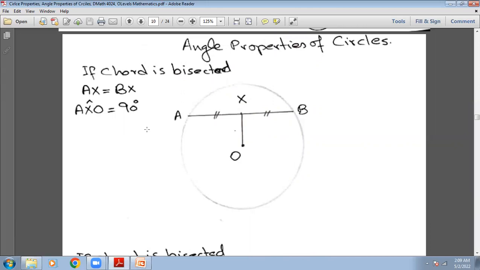Okay, now the same property in reverse: if a line segment coming from the center bisects the chord, then the angle between the chord and that line segment will be 90 degrees. If the chord is bisected, for example, this is the chord AB, and it is bisected, meaning AX and BX are equal, and this has been done by this line coming from the center, then the angle between the chord and this line segment from the center will be 100% 90 degrees.